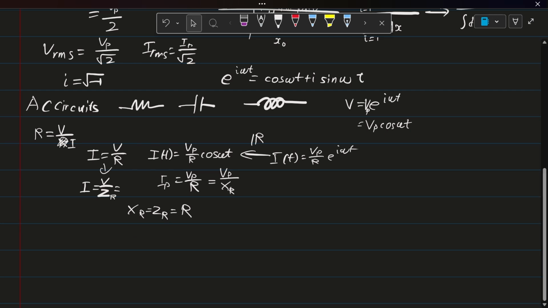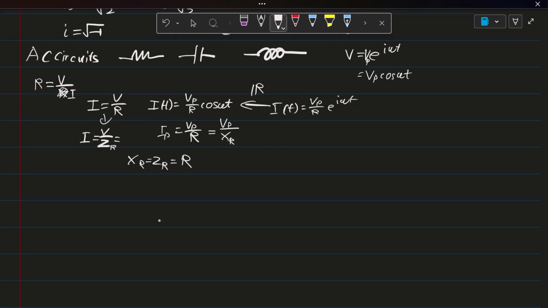Now let's go a little bit deeper. So what about capacitors? A capacitor is described as I equals C dV over dt. Well, luckily we can put the voltage in first. Now this will separate into two different things. So I(t) will be described, let's just first use the cosine omega t. This will be negative C Vp omega sine omega t.